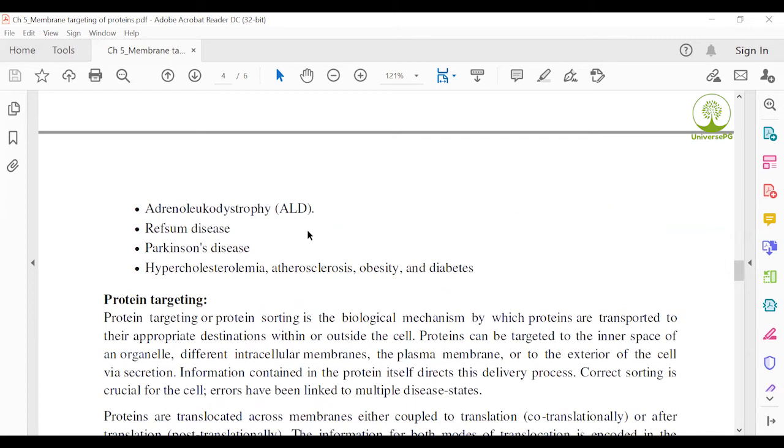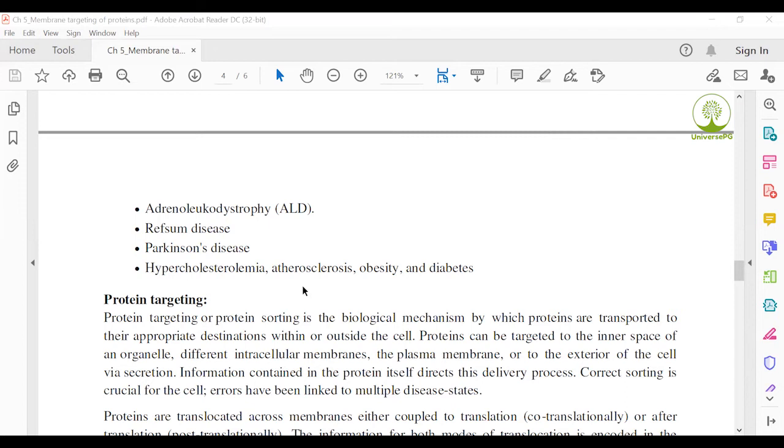Refsum disease, Parkinson's disease, hypercholesterolemia, atherosclerosis, obesity, and diabetes. The last four terms are easy. Parkinson disease is a common genetic disease. Hypercholesterolemia: when the cholesterol level is high in any organism or any person, that is generally called hypercholesterolemia.